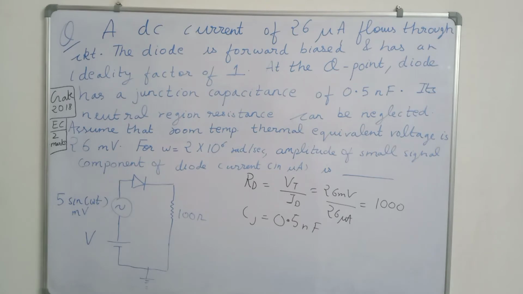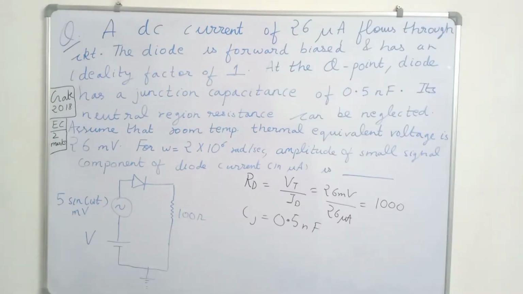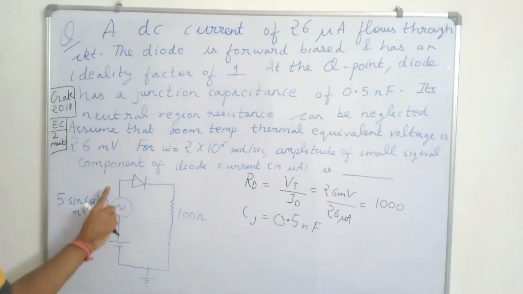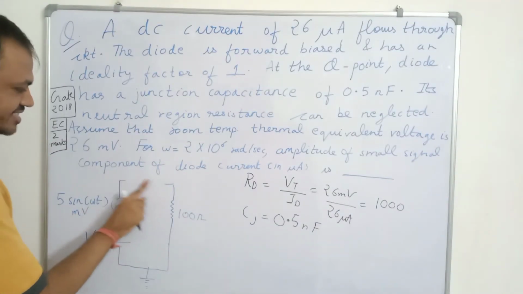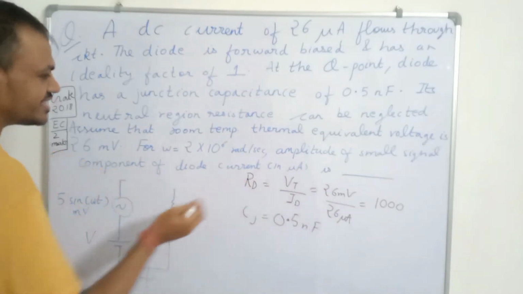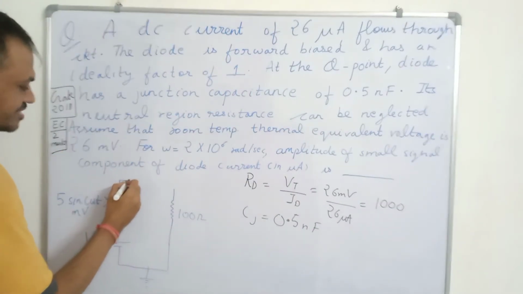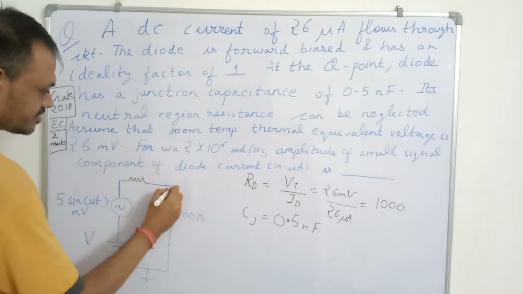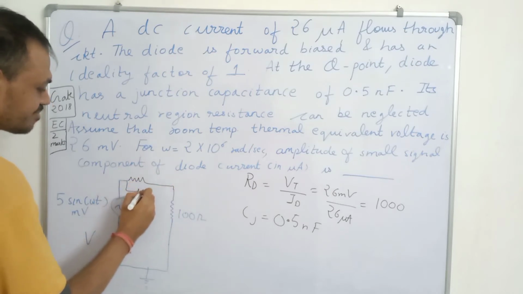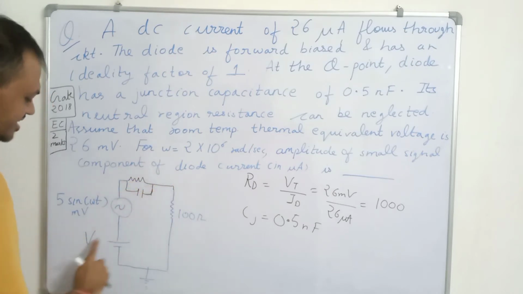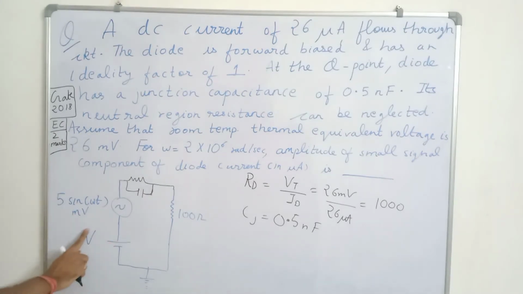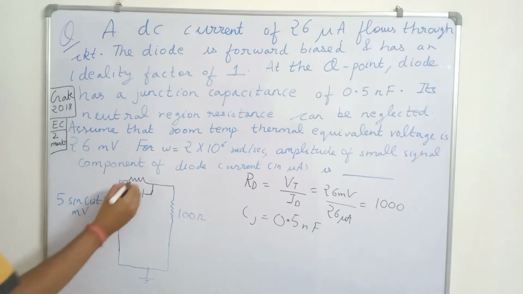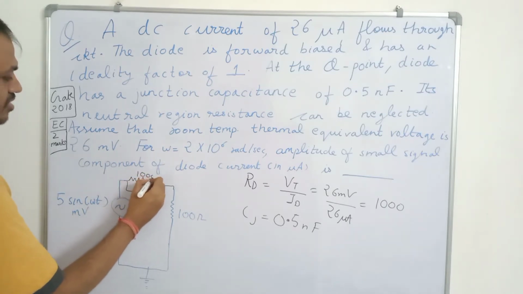So we can draw the small signal model of the diode. We have to replace this diode with a resistance, the forward or small signal resistance of 1000 ohm, and a capacitance in parallel, the junction capacitance. And for a small signal model of diode, we have to short the DC source. So we are shorting the DC source. This resistance is 1000 ohms, and we have to find the value of this reactance.